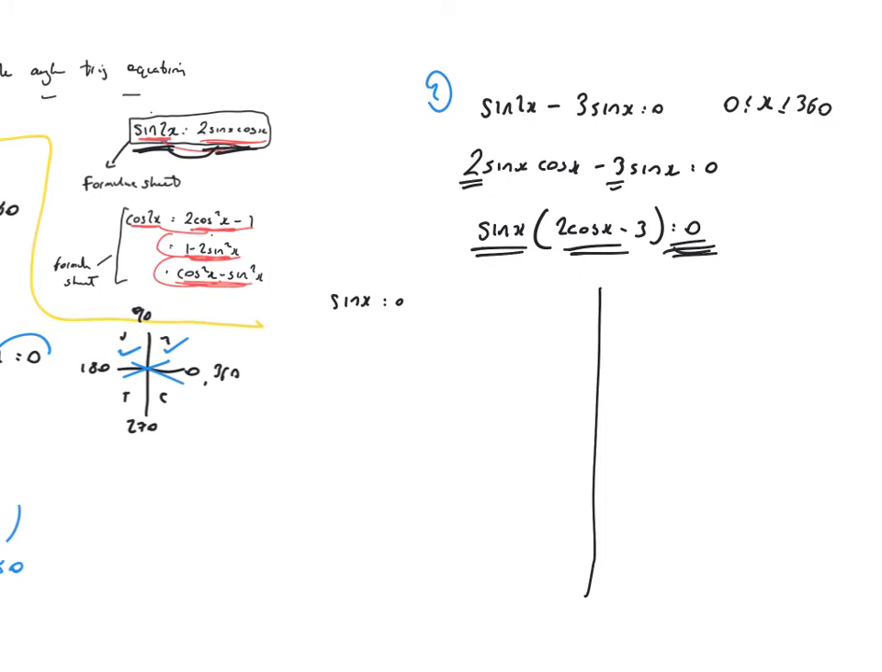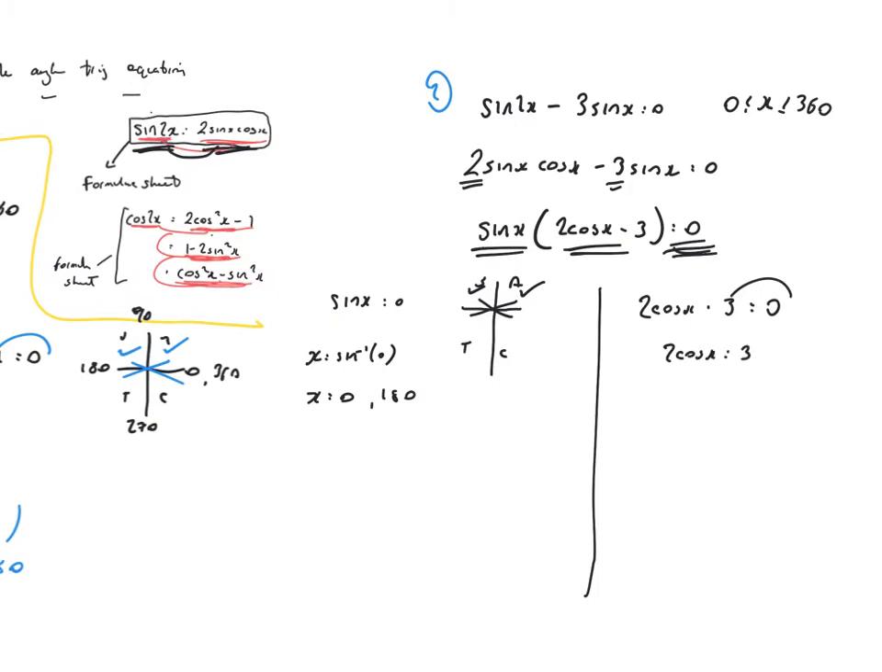Sine x equals 0. Cast diagram up. Okay, I'm going to be in the all quadrant and the sine quadrant. x equals sine inverse 0. When's the sine curve equal to 0? That's one of my exact values. That is 0. Okay, what about in the sine quadrant? In the sine quadrant, I do 180 take away 0. That's 180. 0 and 180. Okay, over here, 2 cos x minus 3 is equal to 0. Bring that over: 2 cos x is equal to 3, and cos x is equal to 3 over 2.